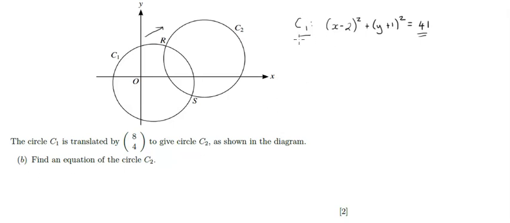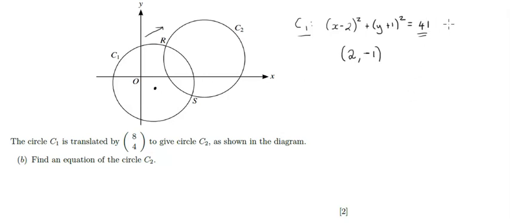So from the previous question, C1 had the equation (x - 2)² + (y + 1)² = 41. So this, remember, tells us the center of the circle. For example, if we want the center of C1, we just take these values with the opposite signs of what's in the bracket. So instead of minus 2, we're going to take positive 2, and instead of positive 1, we're taking minus 1. So C1 had the center (2, -1). So you can imagine maybe that's somewhere there.